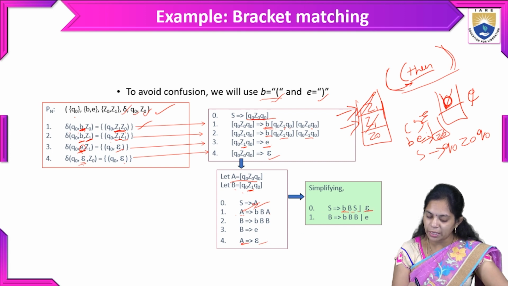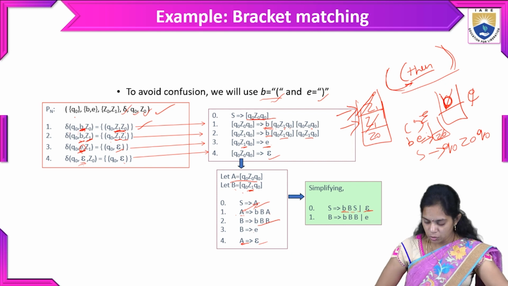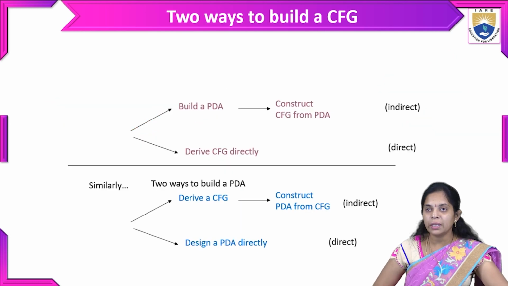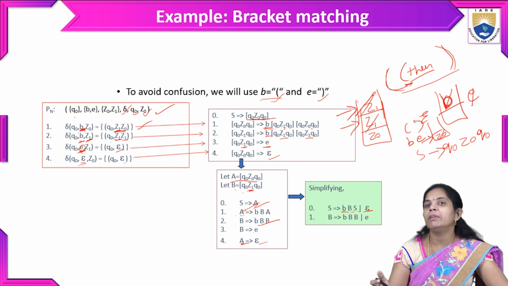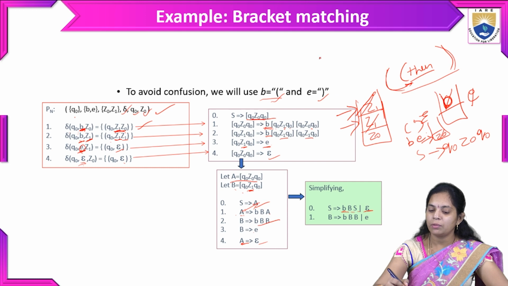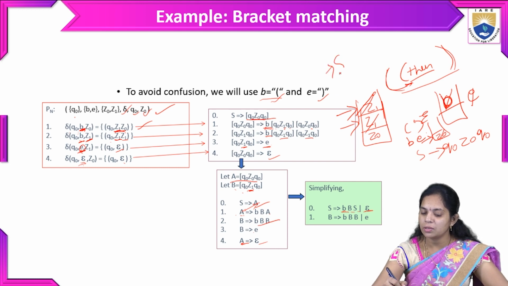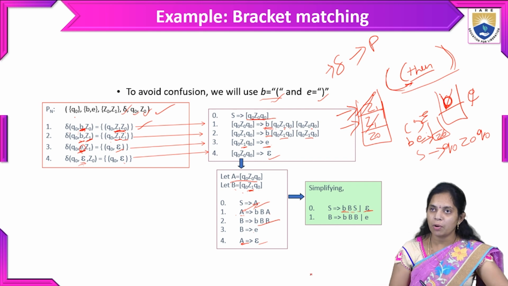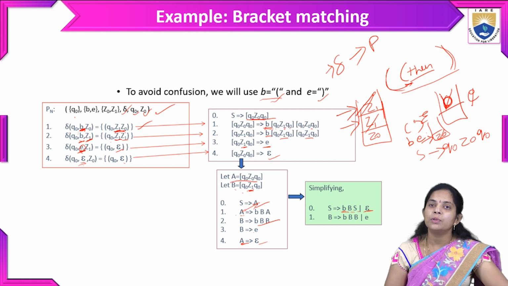So A is nothing but S, so S we will write directly. And B is nothing but it having the two production rules. We will write this simply in one production rule. So this is how we are converting the given push-down automata into production rules. The input is the transition function, and we have to convert that to a production rule. So this is about the conversion of push-down automata to a context-free grammar.